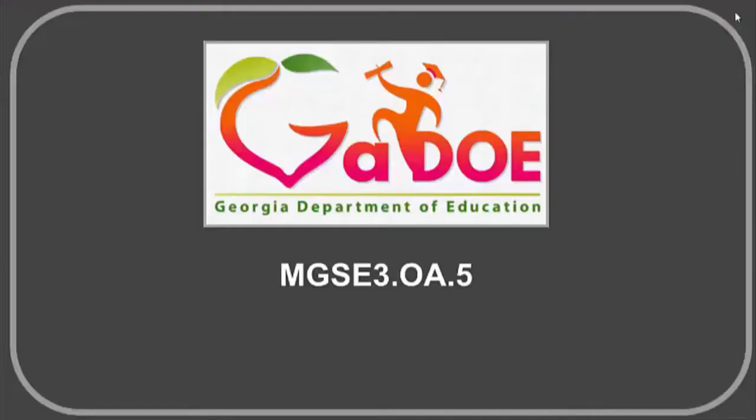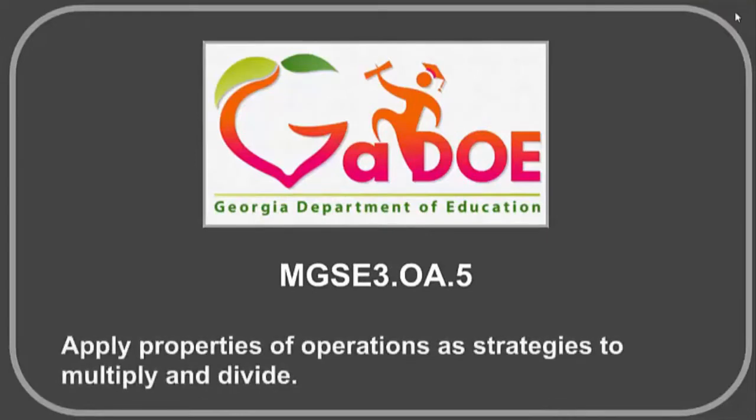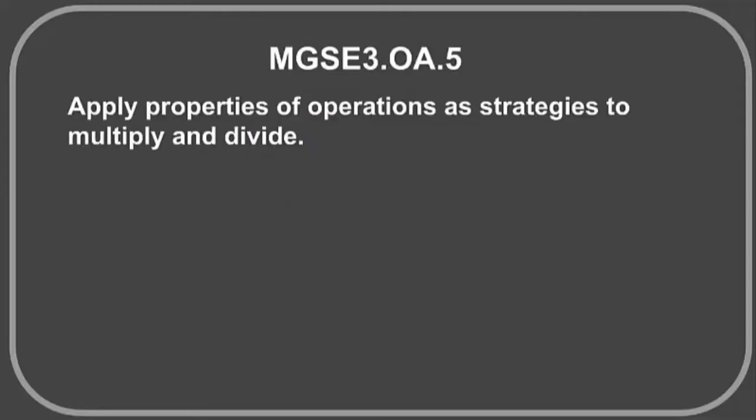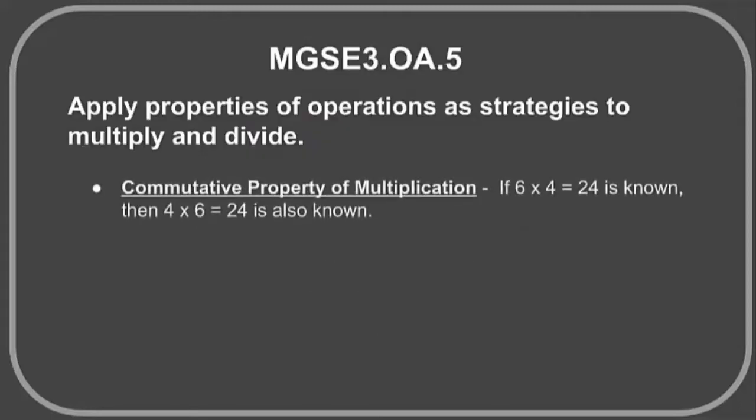This video will review the Georgia Standards of Excellence 3 OA 5, which states that students will apply properties of operations as strategies to multiply and divide. Students will understand that when using the commutative property of multiplication, if 6 times 4 equals 24 is known, then 4 times 6 equals 24 is also known.